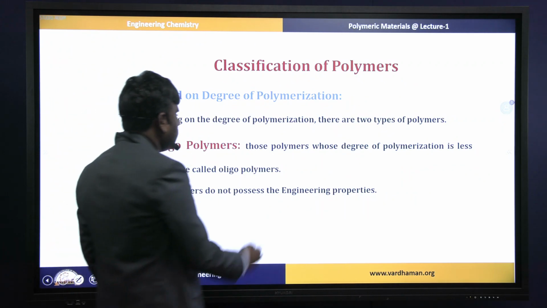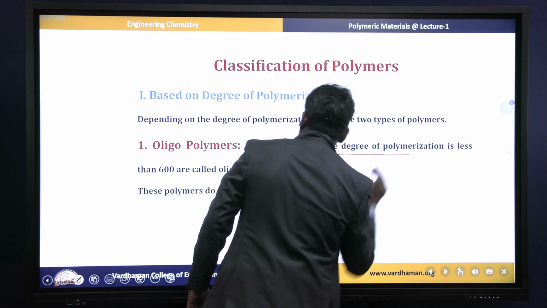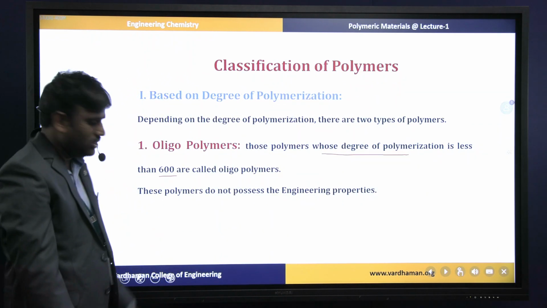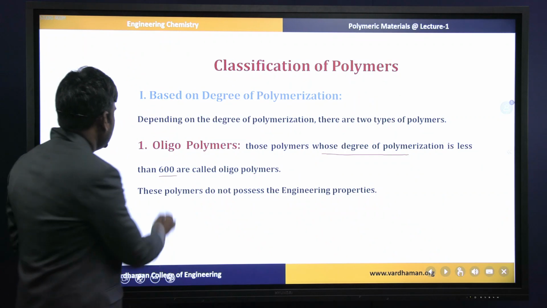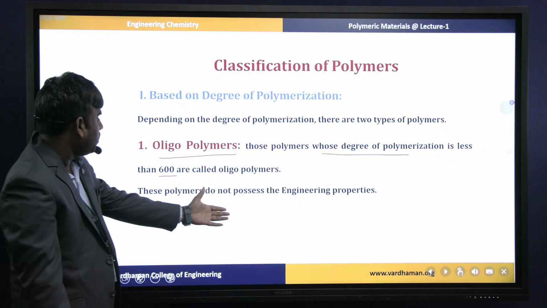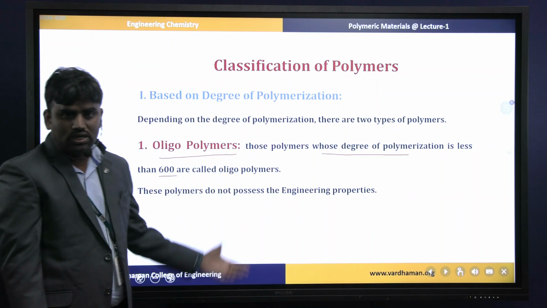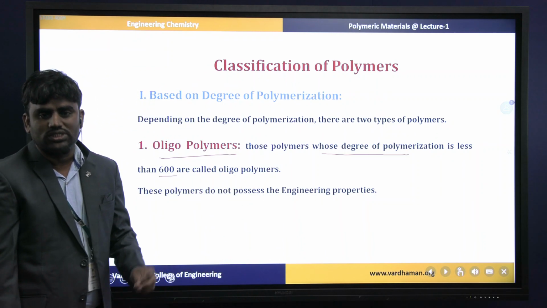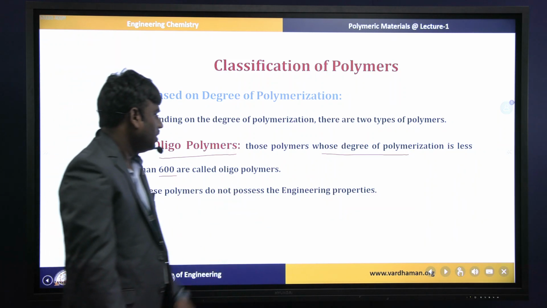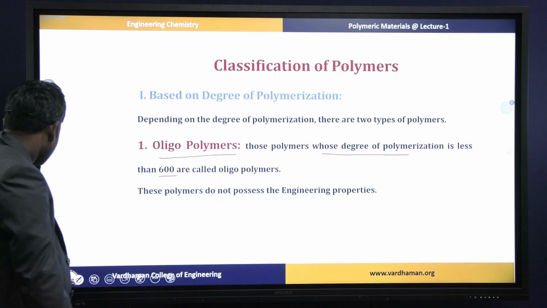Oligopolymers are those whose degree of polymerization is less than 600. These polymers do not play a major role in engineering properties because these polymer materials possess less strength. So that's why these materials cannot be used in engineering applications.